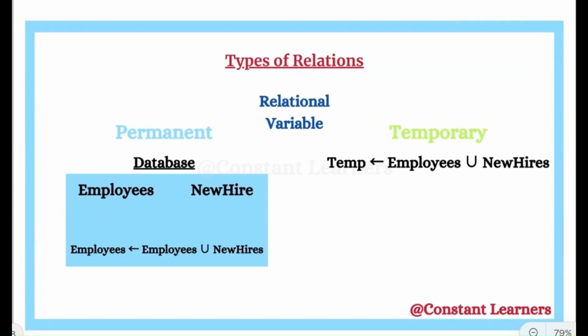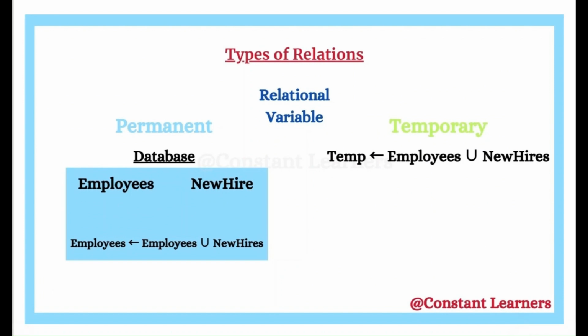Now, when it comes to relational algebra, the relational variables on the left hand side that we assign the values to can represent two types of relations. One is the permanent relation and the other one is the temporary relation. Permanent relations are the ones that are stored inside the database. Alright, permanent relations, that means permanent tables. These are the ones that are stored inside the database. And temporary relations, that is temporary tables, exist only during query execution. That is when a certain query is being executed.